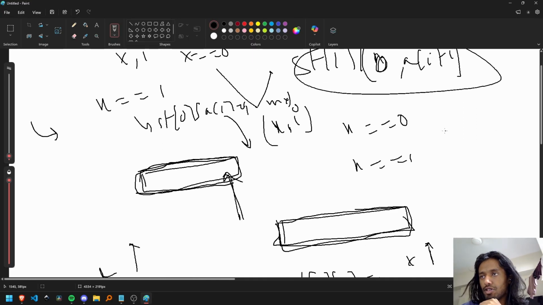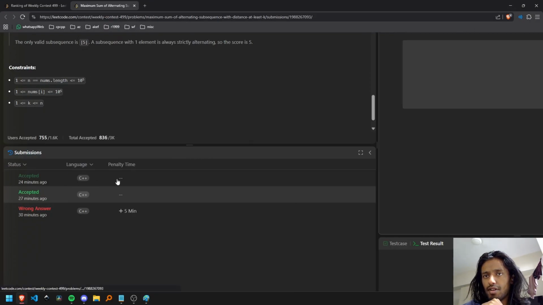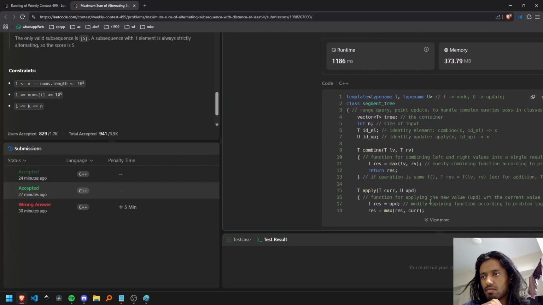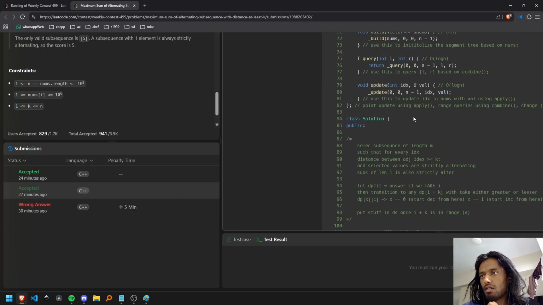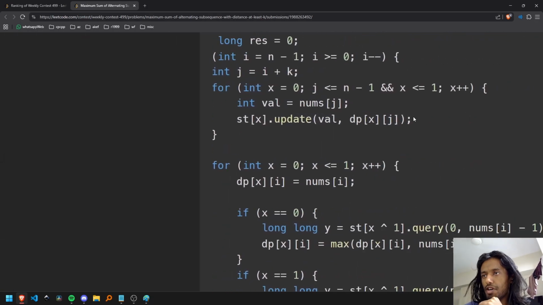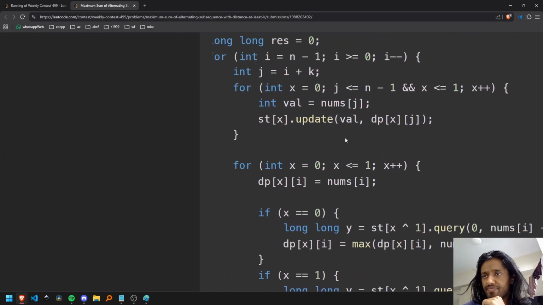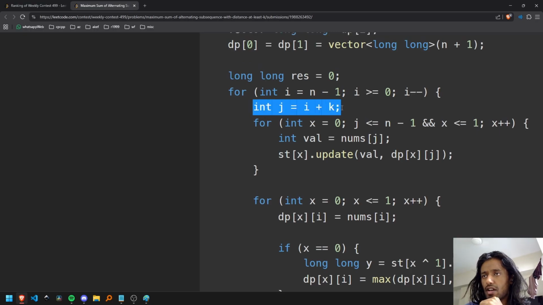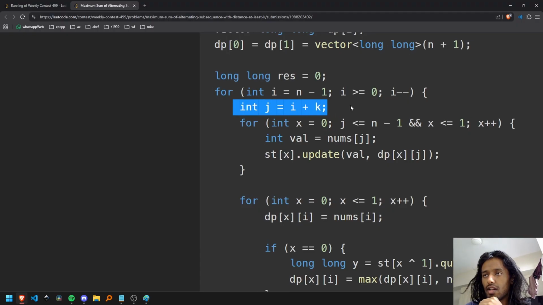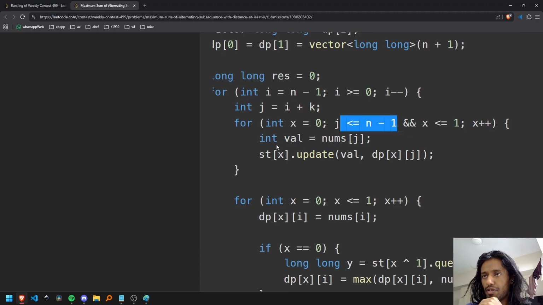And now we also have to ensure that we are following that k distance rule, right? So for that k distance rule I simply did this. My idea was to update the values in my segment tree after a delay. So basically, at some i, our next index which we should start considering is j, which is i plus k. If this is inside our range, what we do is we get the value, and in the x segment tree we do this for both x equal 0 and 1.